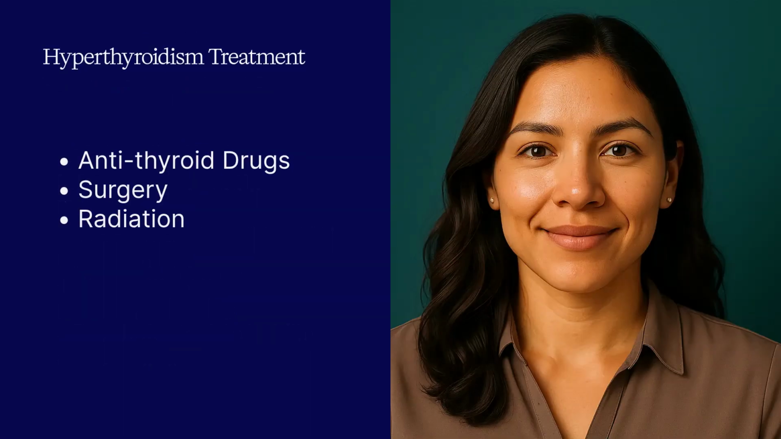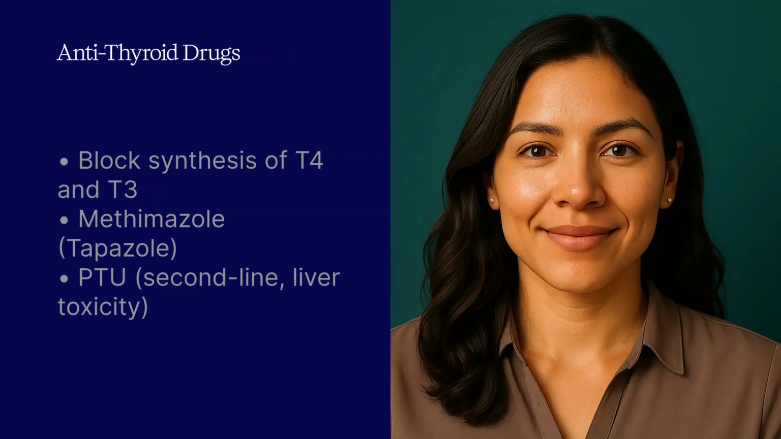Hyperthyroidism treatment, the three pillars. We treat hyperthyroidism with antithyroid drugs, surgery, or radiation. Antithyroid drugs. These block the synthesis of T4 and T3. The main drug is methimazole, Tapazole. Propylthiouracil, PTU, is second line due to liver toxicity. Note: if treatment lasts less than 18 to 24 months, relapse risk is high. Graves' disease is usually treated for at least 12 to 18 months.